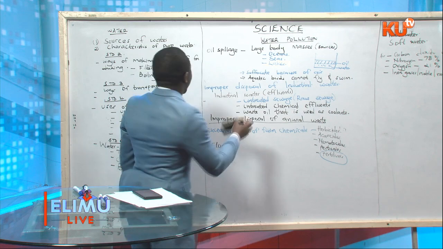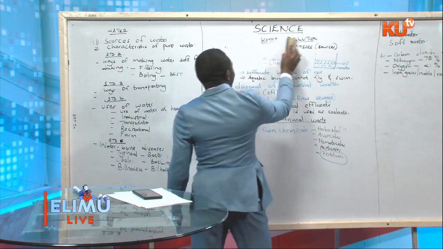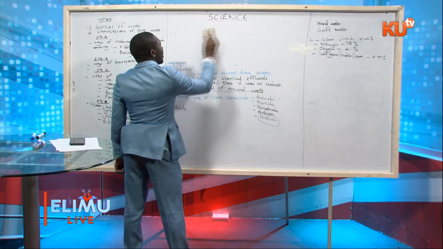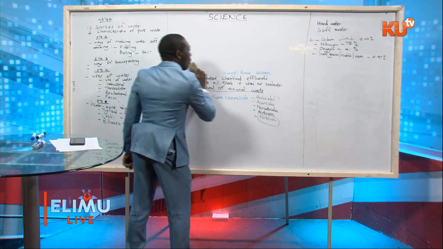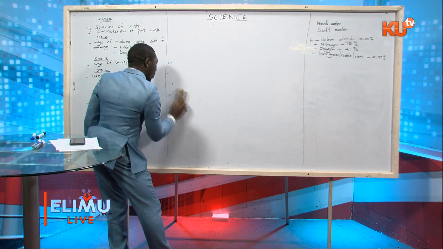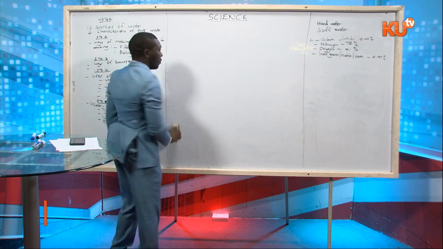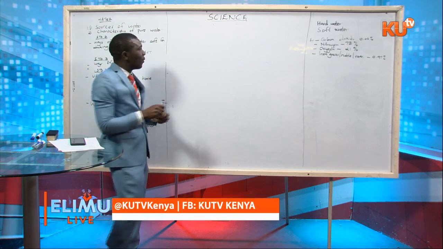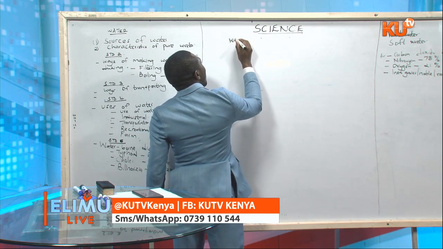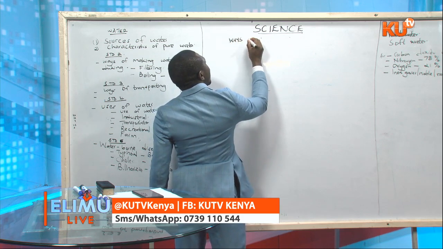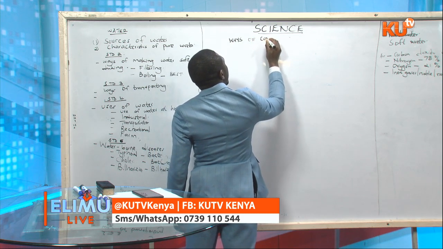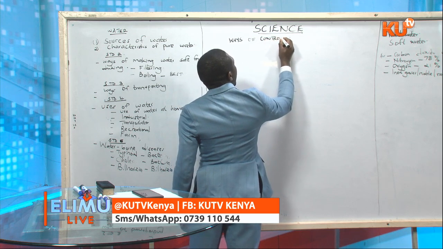Okay? I'm reminded my time is almost up, but I'm going on a little bit. Now, I want to look at ways of preventing water pollution. And it is very simple. If you know the examples of these water pollutants, you know now ways of preventing it. Ways of controlling or preventing water pollution.